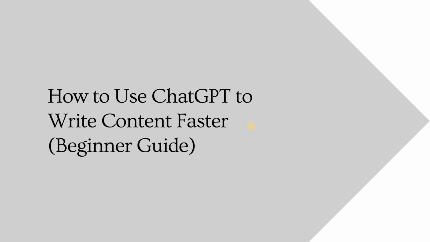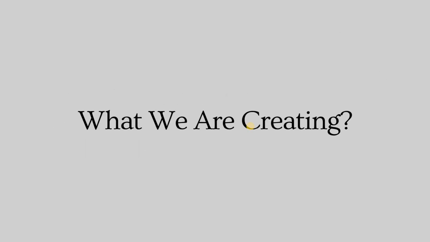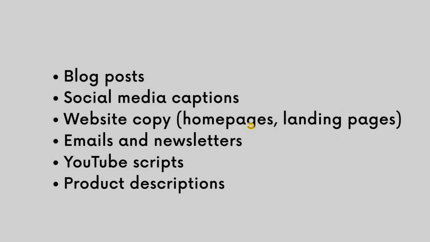Today I will be showing you how we can use ChatGPT to help you produce written content faster and more efficiently. So first, what are we creating? ChatGPT creates different content types, including blog posts, social media captions, website copy, home pages, emails and newsletters, YouTube scripts, product descriptions, etc. The goal is not to let ChatGPT replace your thinking, but to act as a writing assistant that speeds up the idea generation, drafting, and also editing, as well as polishing your content.